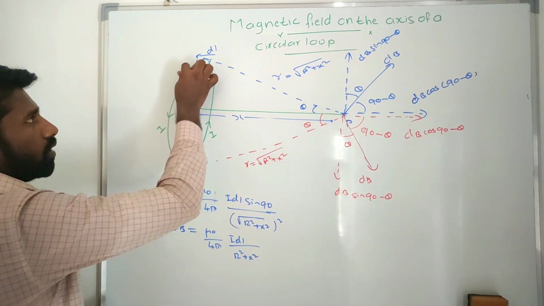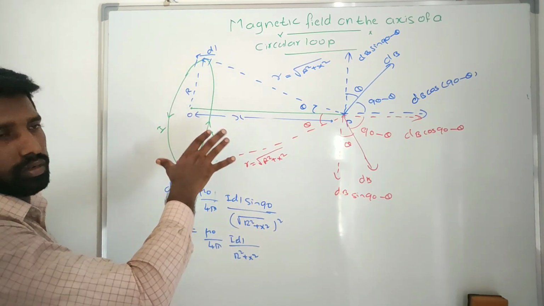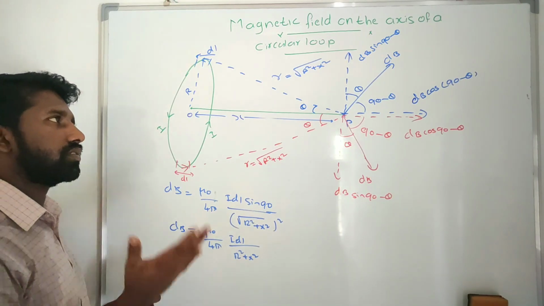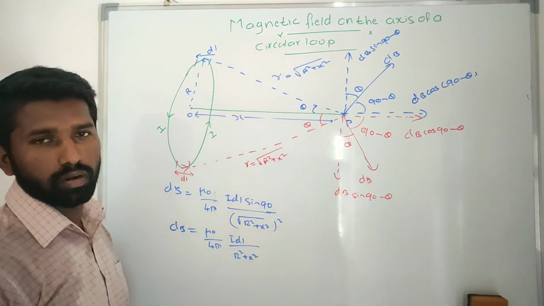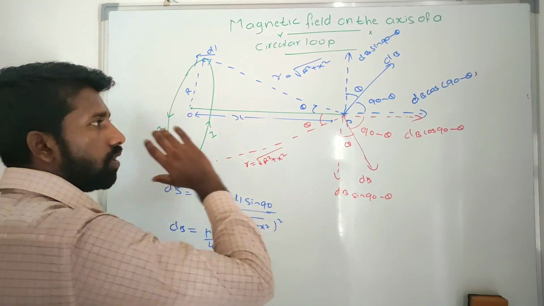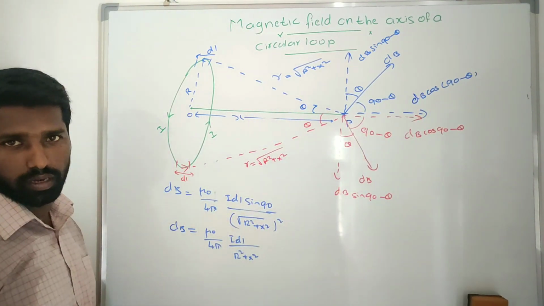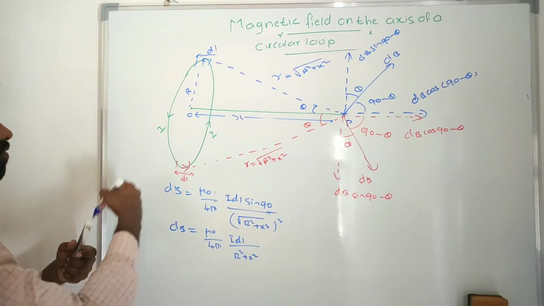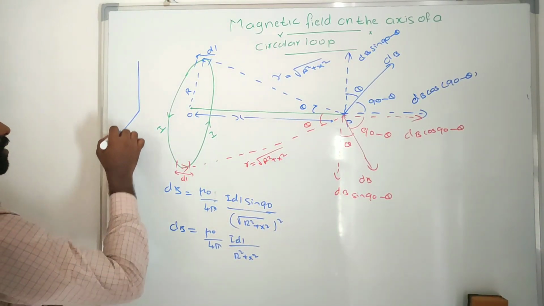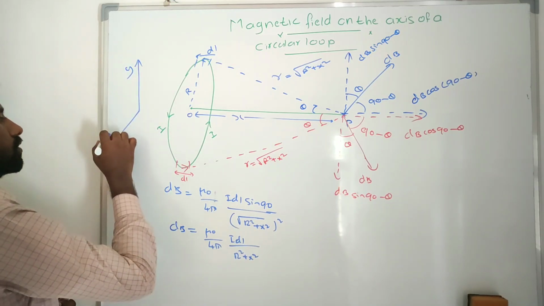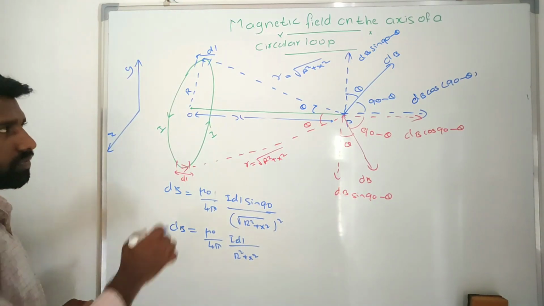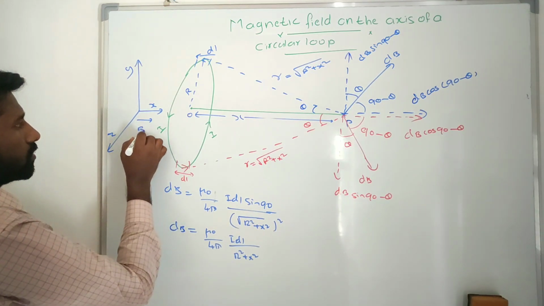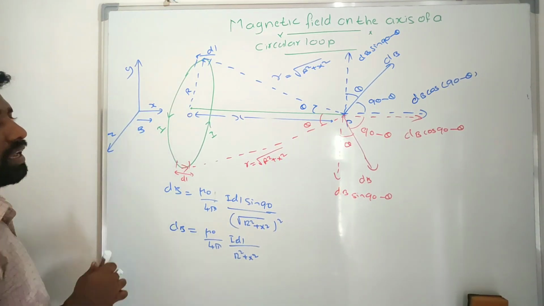If I take one dl here, there will be another one symmetrically, with cosine dl there. So always this perpendicular component will be cancelled. That is, only the horizontal component remains. So the net magnetic field is in which direction? If you consider this, this is in which plane? This is in the yz plane. If the circular loop is in the yz plane, the magnetic field is in this direction. The net magnetic field is in the x direction.